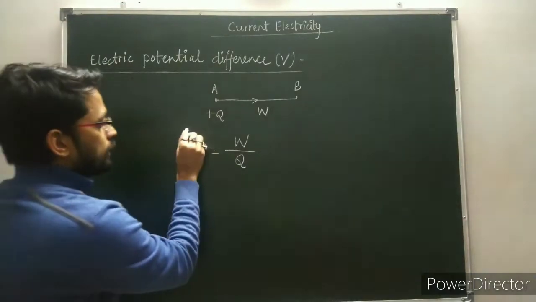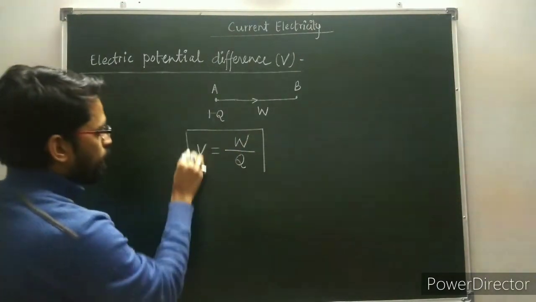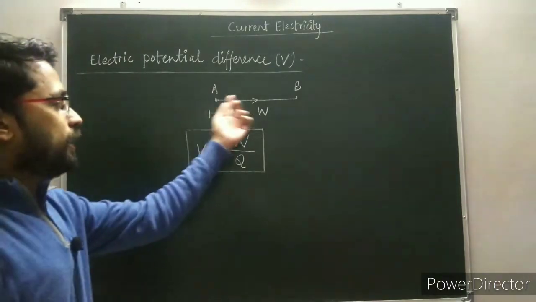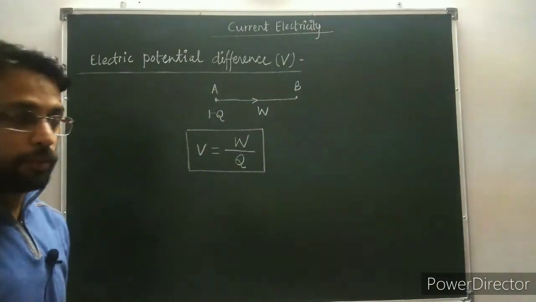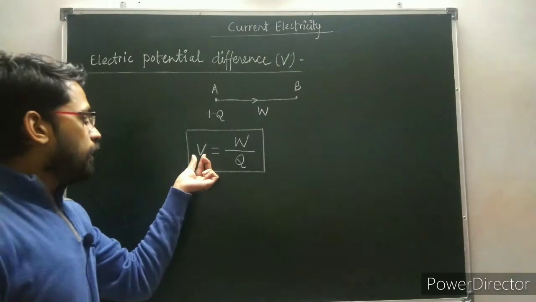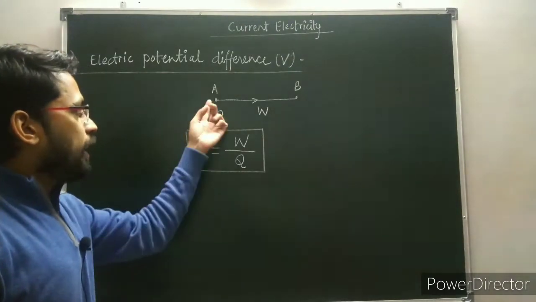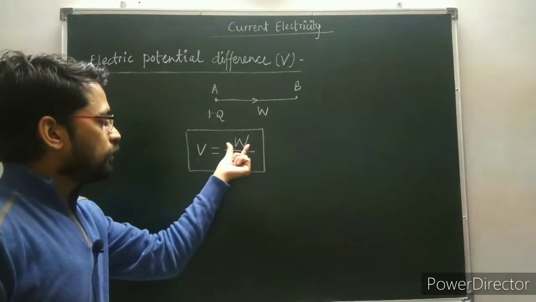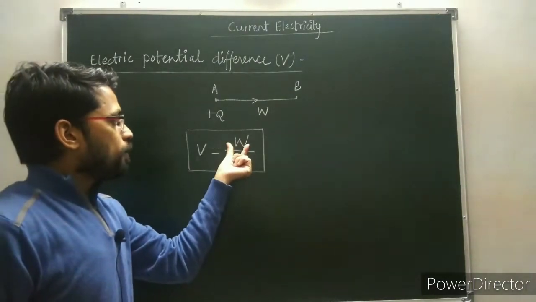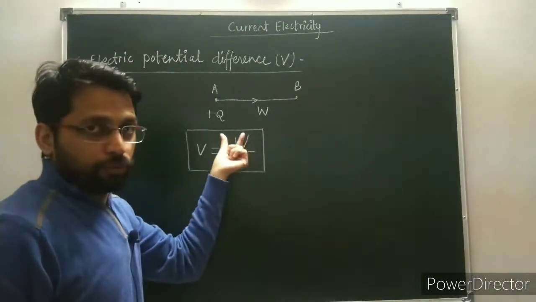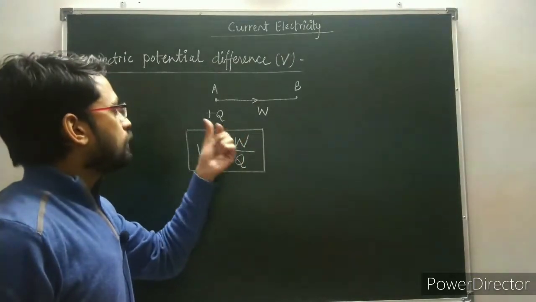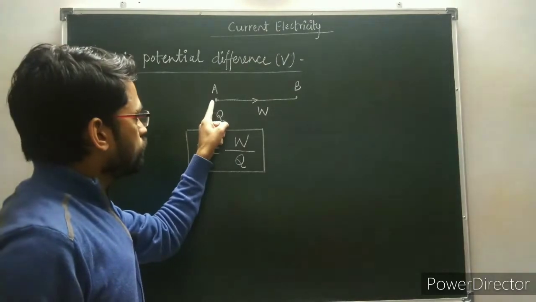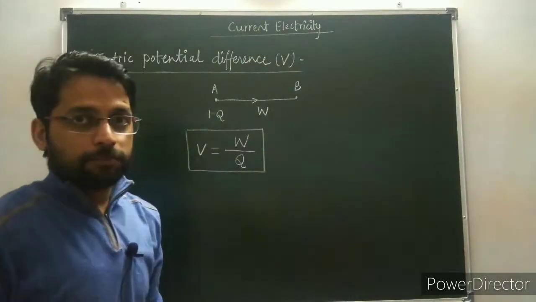Okay, so this is the definition of the electric potential difference between any 2 points. That is, the electric potential difference between any 2 points is the amount of work done in bringing a unit positive charge from one point to another.